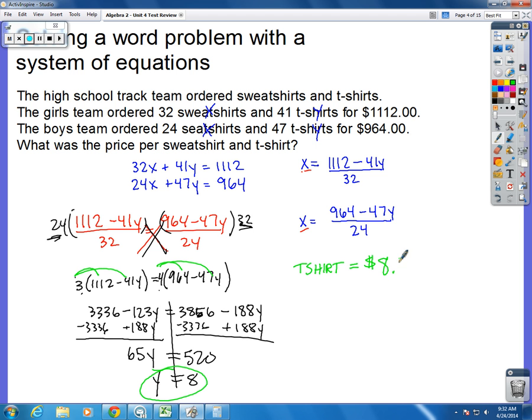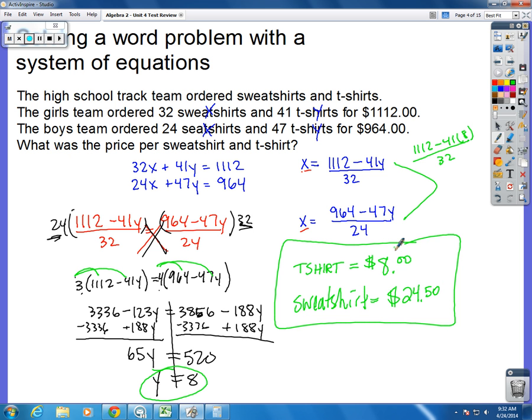is $8. And then I substitute that $8 into either of these two equations to determine the price of a sweatshirt. So when I do that, 1112 minus 41 times 8 divided by 32. You just type that in your calculator and you end up getting $24.50 for the price of a sweatshirt, and that's my final answer.